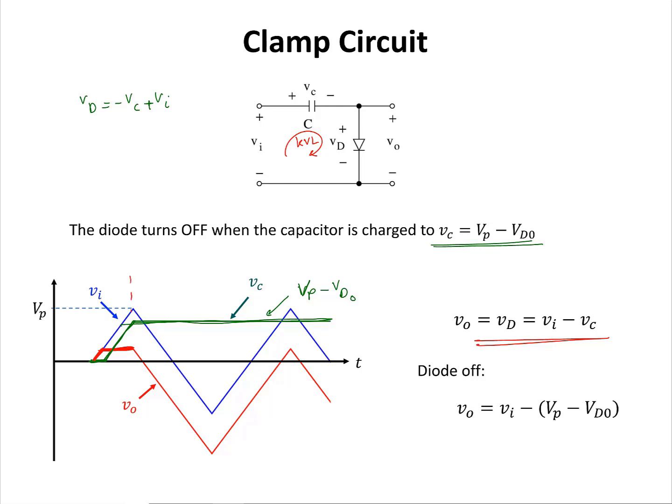So after the diode turned off and Vi passed its peak value, Vc is a constant DC value equal to Vpeak minus VD0. As a result, Vout is equal to Vi minus that DC value. So this is the graph for my Vout. Vout has a DC shift compared to the Vi value.